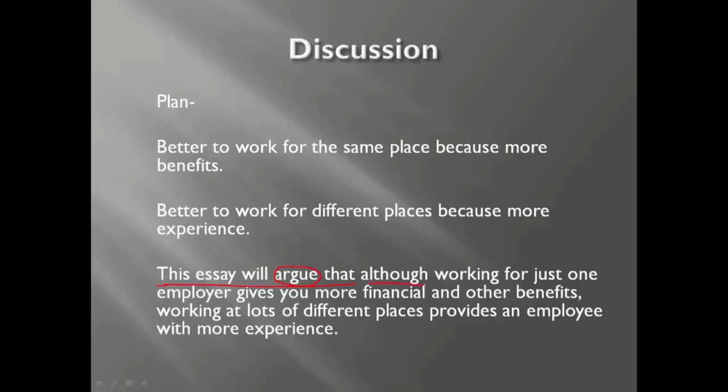So although, the reason why I say although is I'm going to put the point that I don't agree with as much first. So although working for just one employer gives you more financial and other benefits, by stating although, I'm saying that I'm recognizing that some people think that, but I don't think that. Then comma, and I'm going to state the one that I agree with. Working at lots of different places provides an employee with more experience. So just the word although will tell the examiner that I know that some people agree with this one, but I agree with this one more.